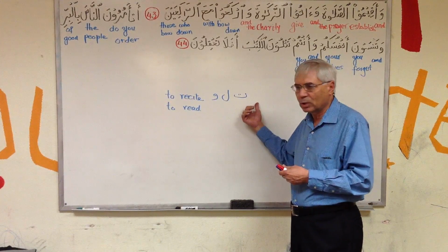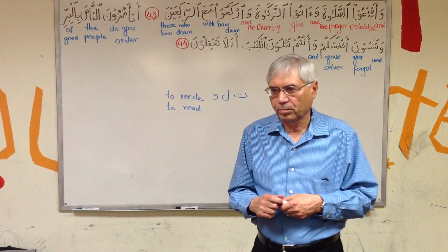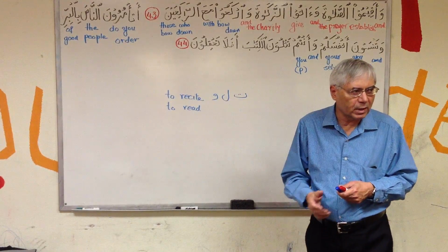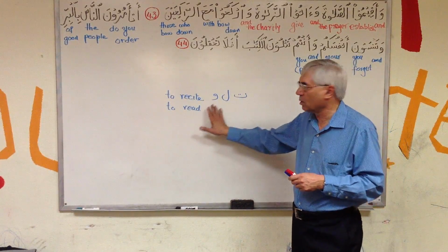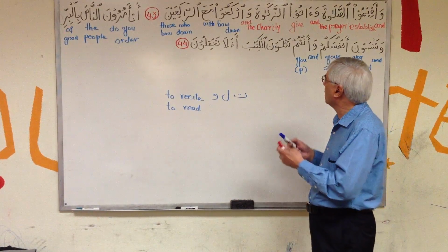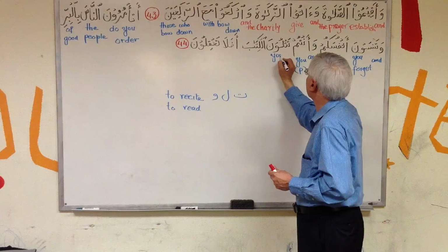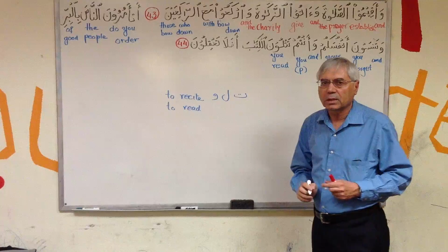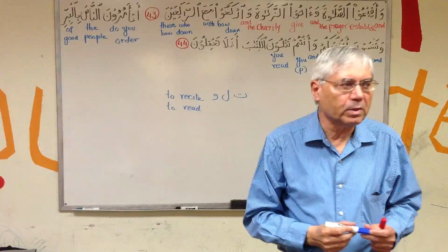Tatluna, if I do the same thing, put a ta in the beginning and una at the end, tatluna means you read. Just like we saw, you put a ta in the beginning and una at the end, it becomes you in present tense. So tatluna means you read. What is that you read? Al-Kitab. Al-Kitab means the book.